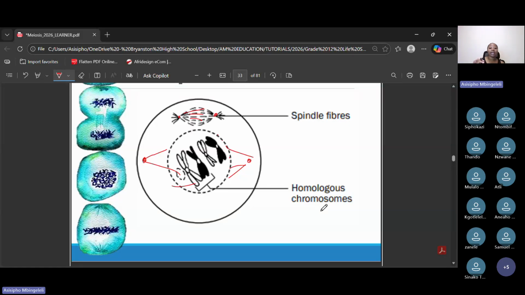Then look at what they have done here in terms of the chromosomes. This is a homologous chromosome pair. In that pair, one chromosome is shaded and the other is not shaded. What is this telling us? This is telling us that one chromosome is from the mother and the other chromosome is from the father. So that means in total here, we are having 4 chromosomes. In total, we are having 2 pairs of homologous chromosomes.